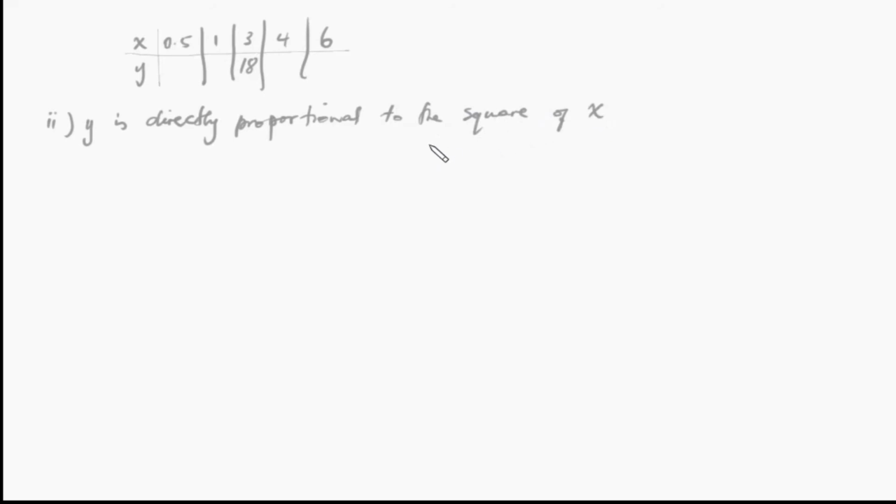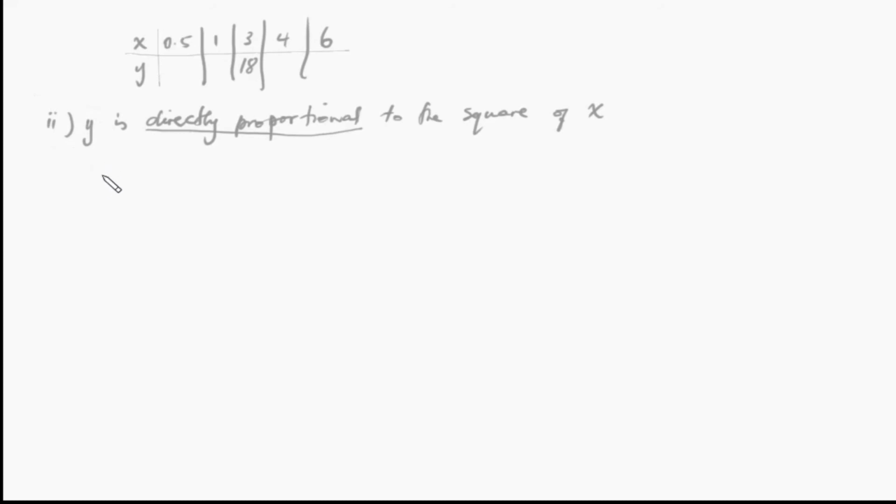Y is directly proportional to the square of x. All right, so you complete this table according to this statement. So the key phrase here is directly proportional.